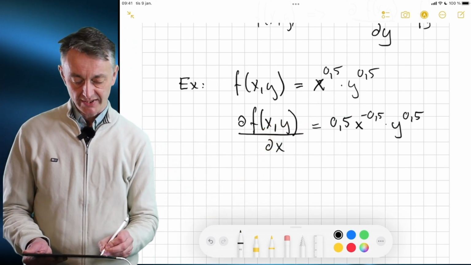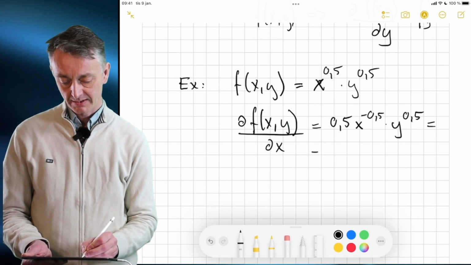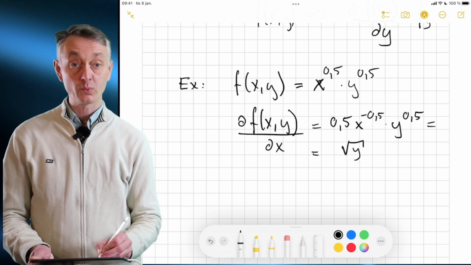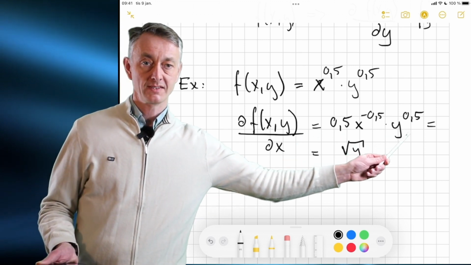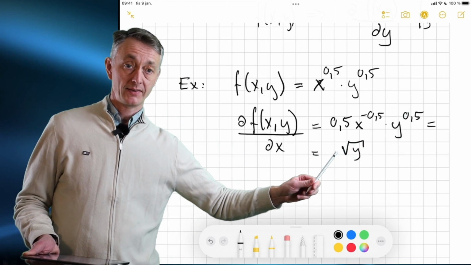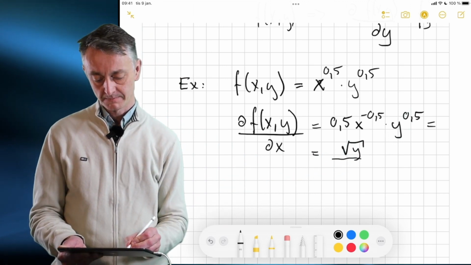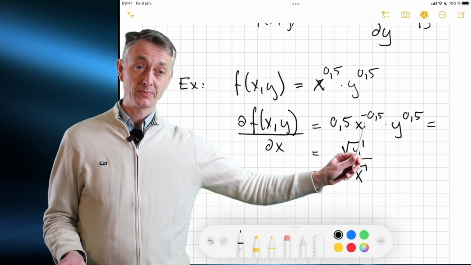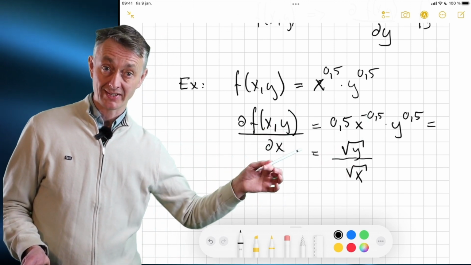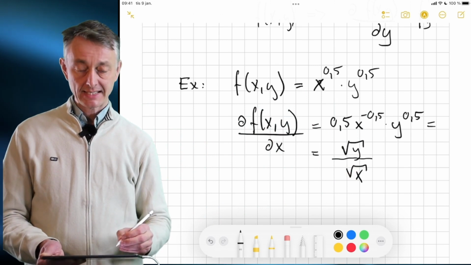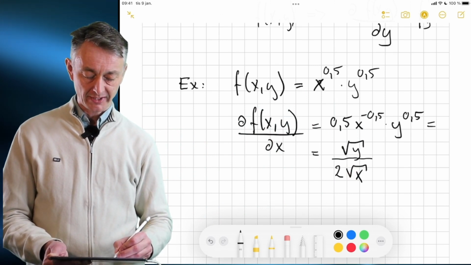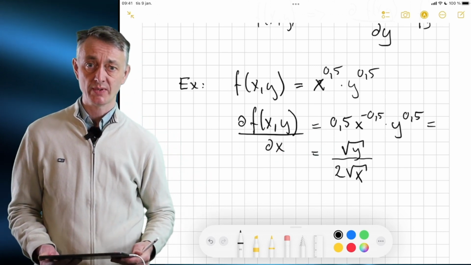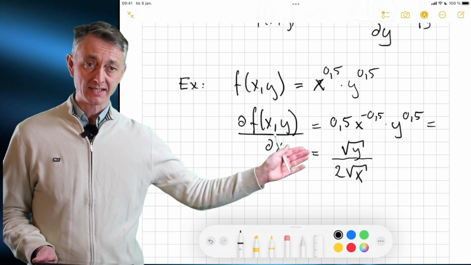We can of course rewrite this a bit. This is equal to the square root of y divided by the square root of x, because x to the power of minus 0.5 is 1 divided by the square root of x, and 0.5 is the same thing as divided by 2. So this is the partial derivative with respect to x. So this is one example.